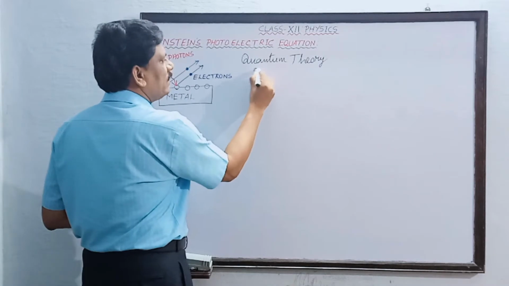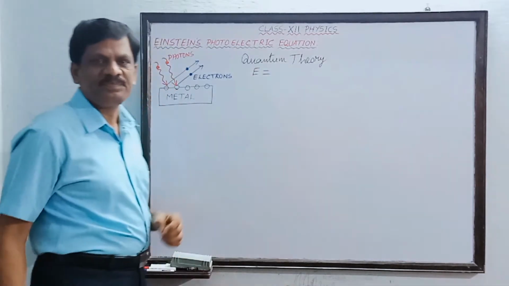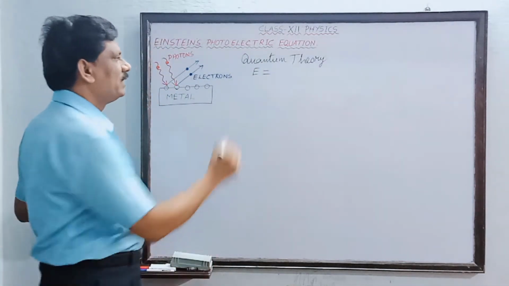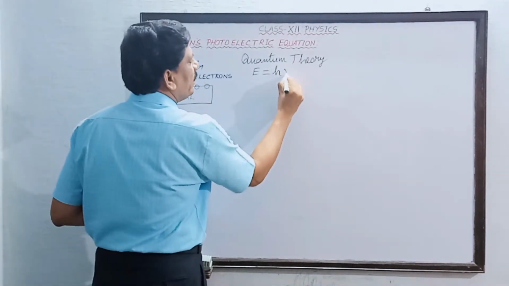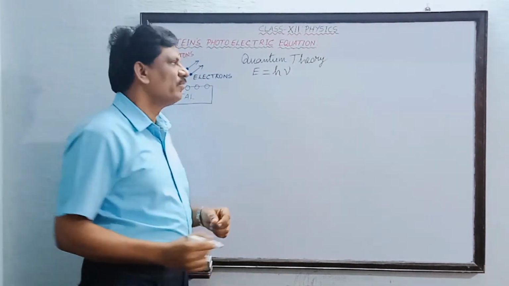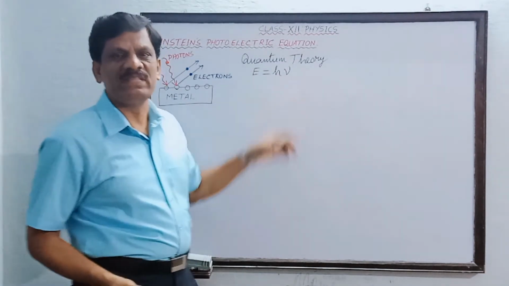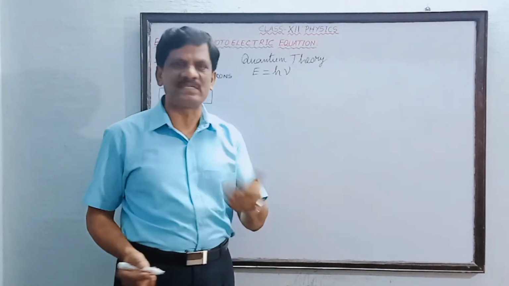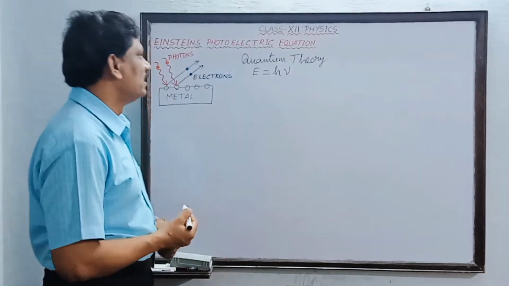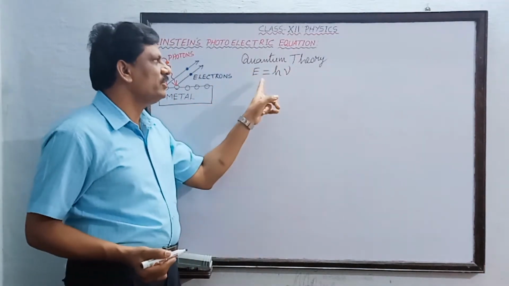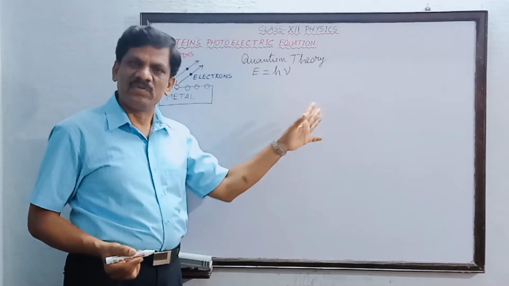According to this, the energy of a single photon or a single quantum is given by E equals h nu, where h is Planck's constant and nu is the frequency of the incident radiation. The theory you must have studied already. So quantum theory is used to derive the photoelectric equation.